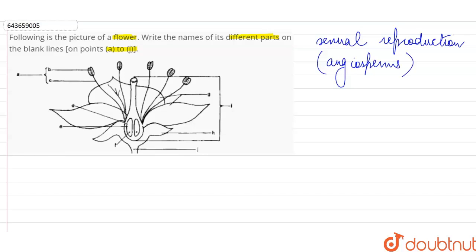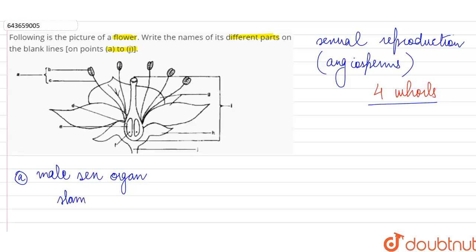And the structure of flower varies a lot, but mainly we are going to find 4 whorls in any flower. Let us see what these 4 whorls are. First of all, the part which has been labeled A, it represents the male sex organ of the flower. So these are called our stamens. A we are going to label as stamen, and the whorl of stamens is called androecium.